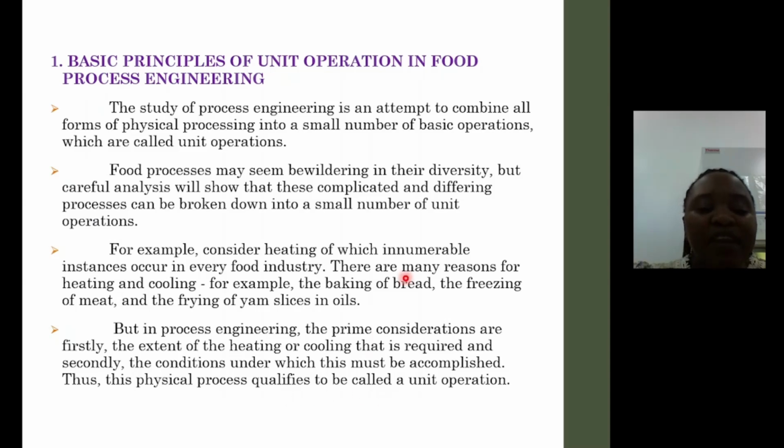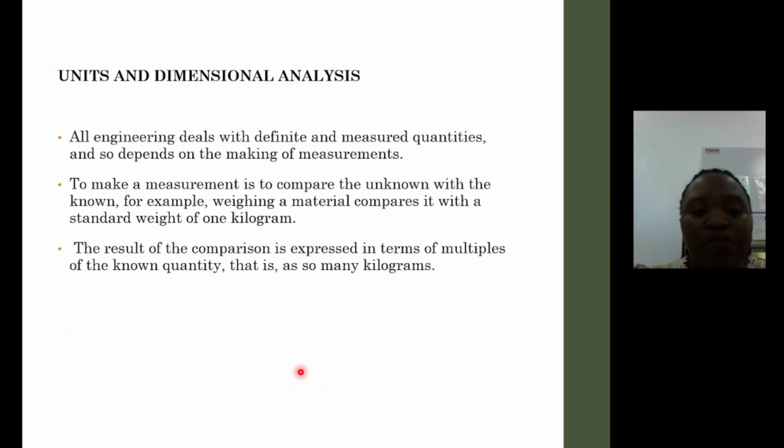So we don't break it down into baking of bread, freezing of meat, frying of what. We're breaking it into what is the heat capacity. Do we need 4 degrees? Do we need 60 degrees, 100? And then how do we achieve that? What instrumentation maybe do we need to achieve that? So this makes it a unit operation.